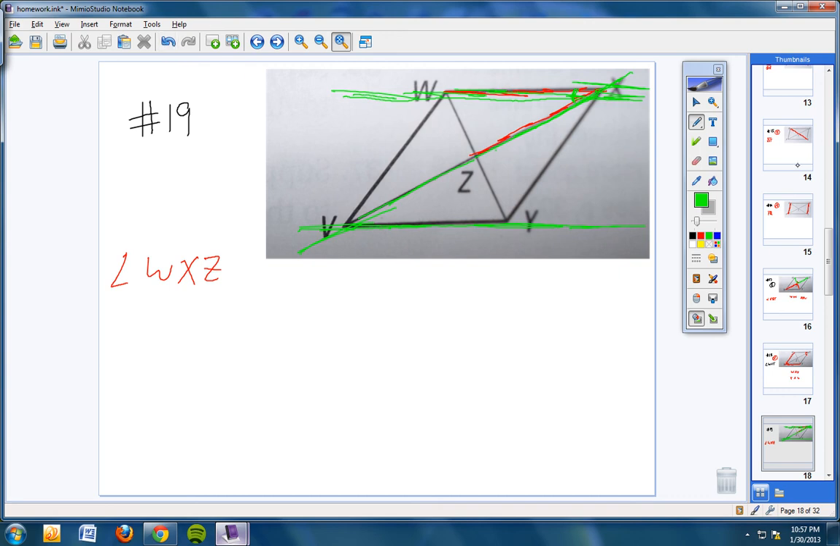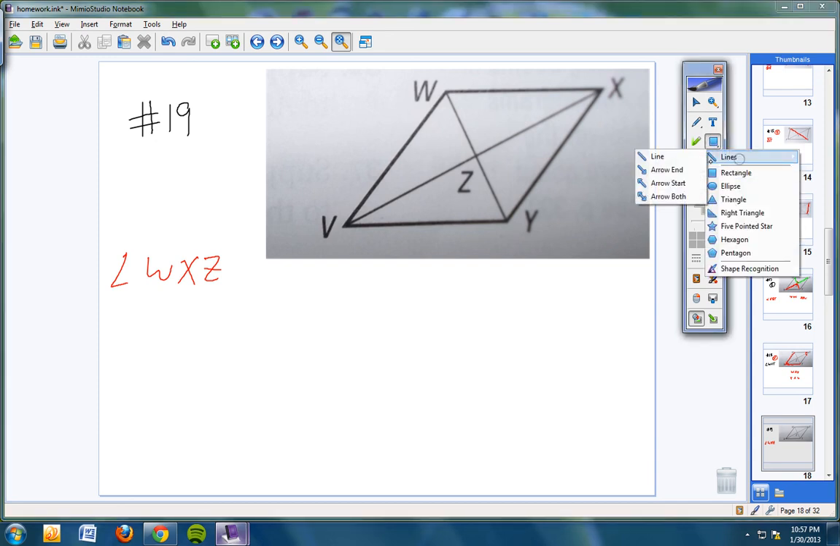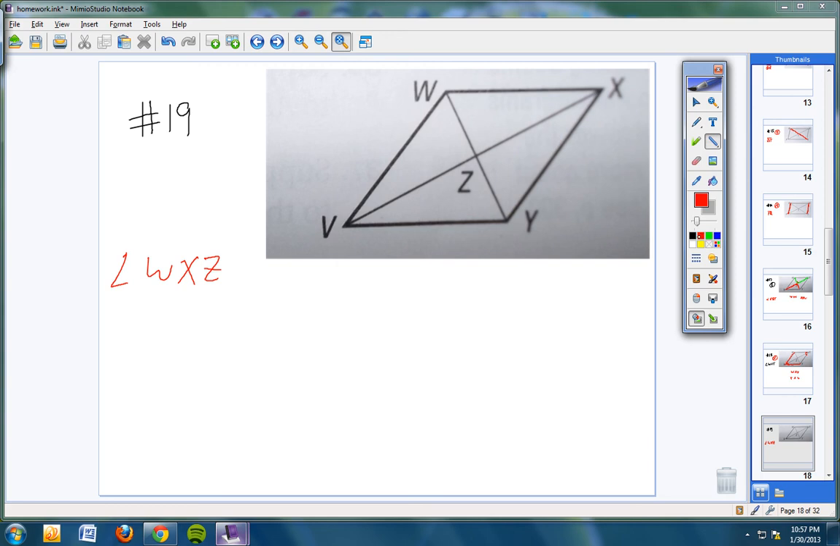I think I can do a much better job in neatness here. Let me try this again. All right, we're going to extend this line right up here and make it really long. And now we're going to extend this line down here and make it really long. And then we're going to extend this line right here and make it really long. There. Now hopefully you see a little better what we're talking about. We have parallel lines cut by a transversal. It looks like this actually.